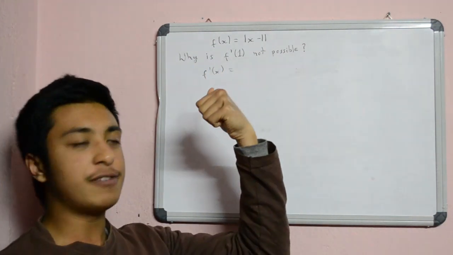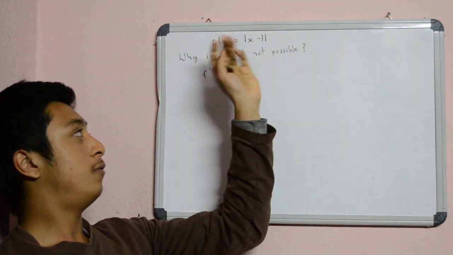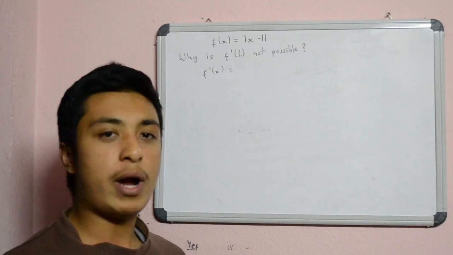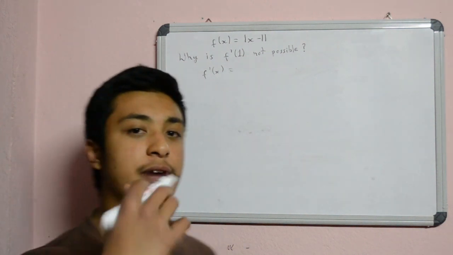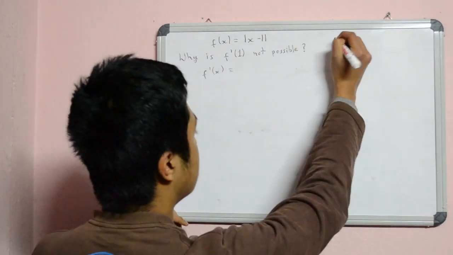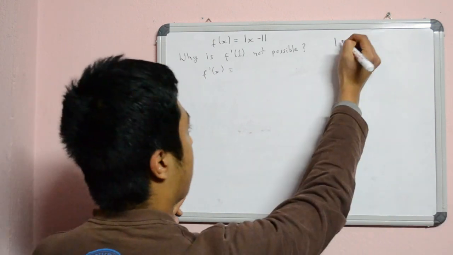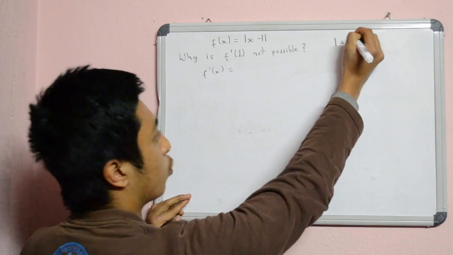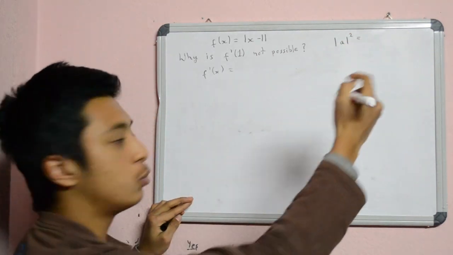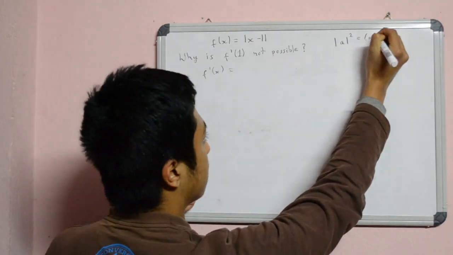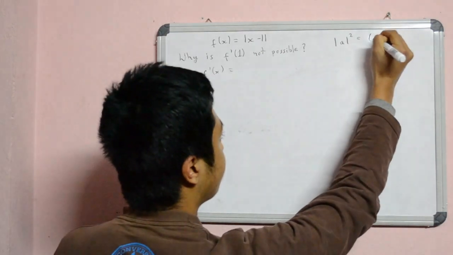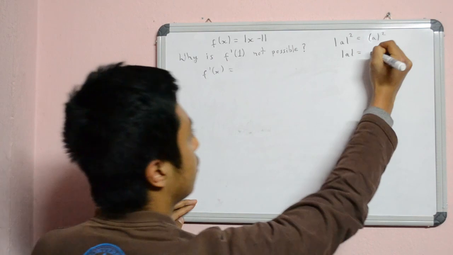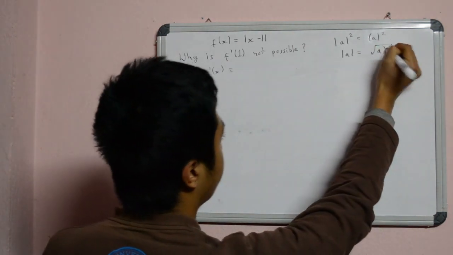So let's actually find the derivative of the modulus of x minus 1. We have to use one certain property about absolute values. Let's say we have the absolute value of a. When we square this absolute value, it will be equal to just a squared, or the modulus value of a will be the square root of a squared.